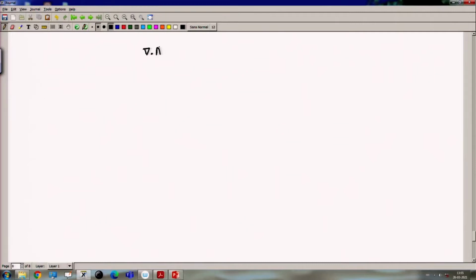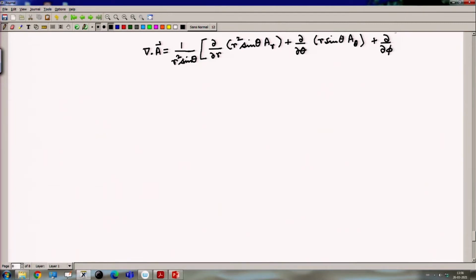So, divergence of A is 1 by r square sin theta, del del r of r square sin theta A r, plus del del theta of sin theta A theta, plus del del phi of r A phi.